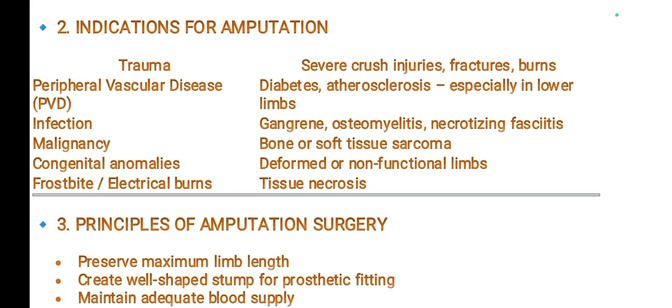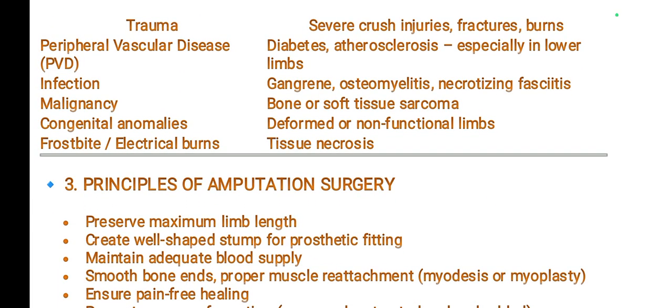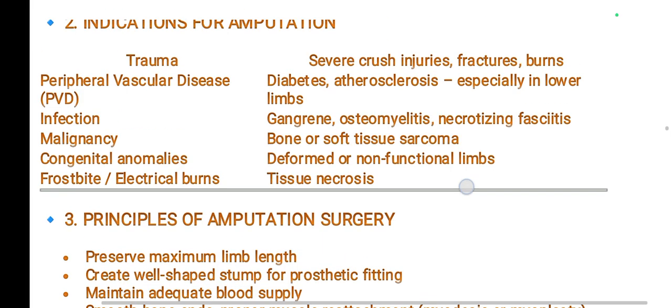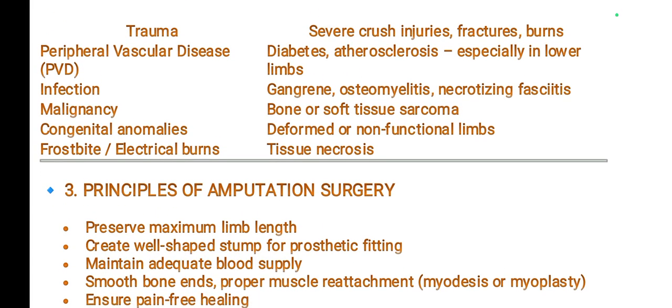Indications for amputation: for whom can we proceed with an amputation? Amputation is not a small thing, it's a great deal. Living a life without any part of the body is not easy. So the indications for amputation: trauma or severe crush injury, fracture, burns, PVD (peripheral vascular disease), infection, malignancy, congenital anomalies, frostbite or electrical burns.